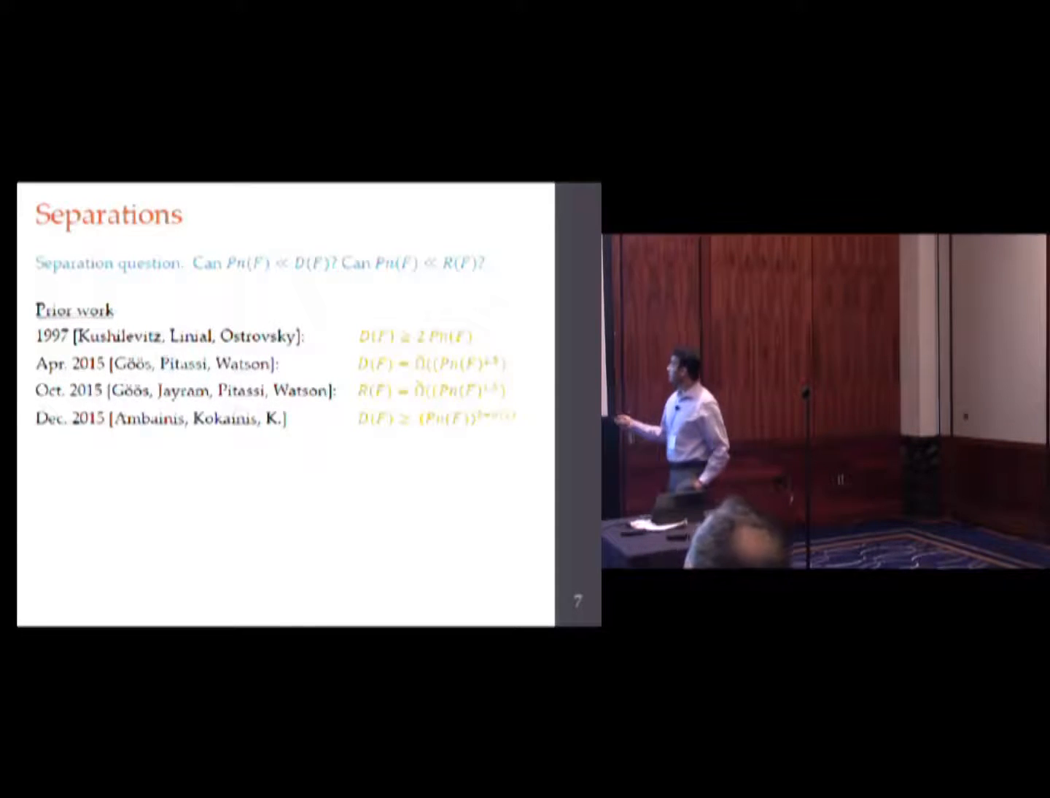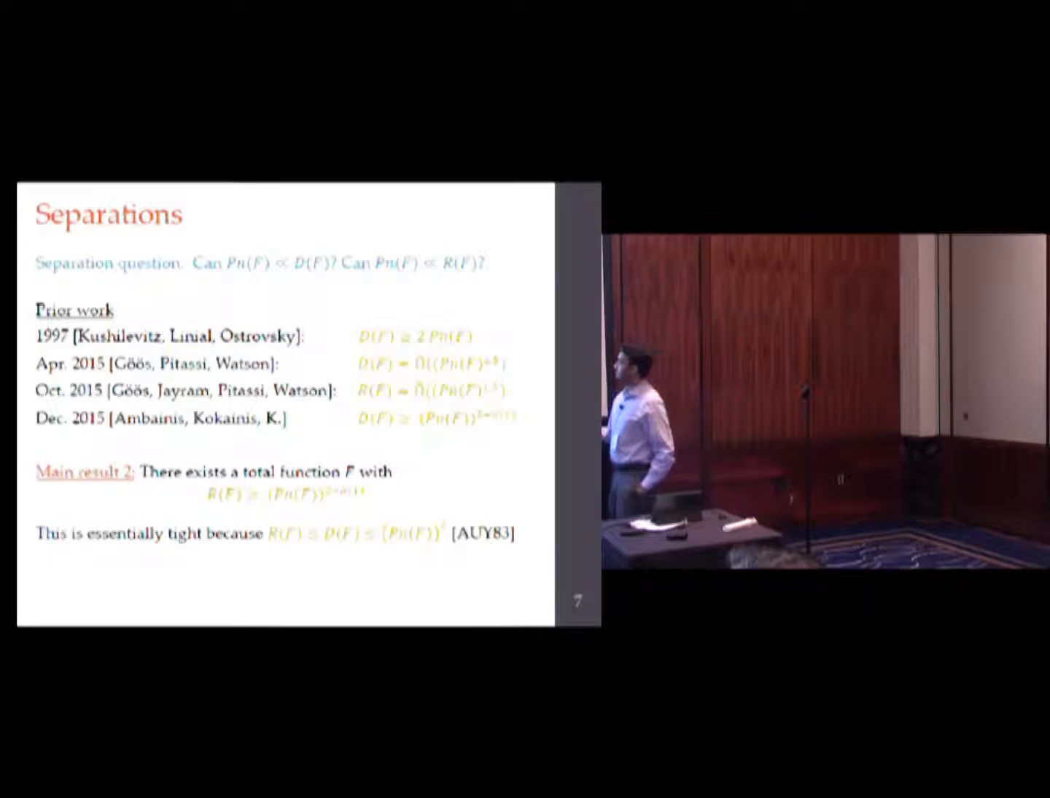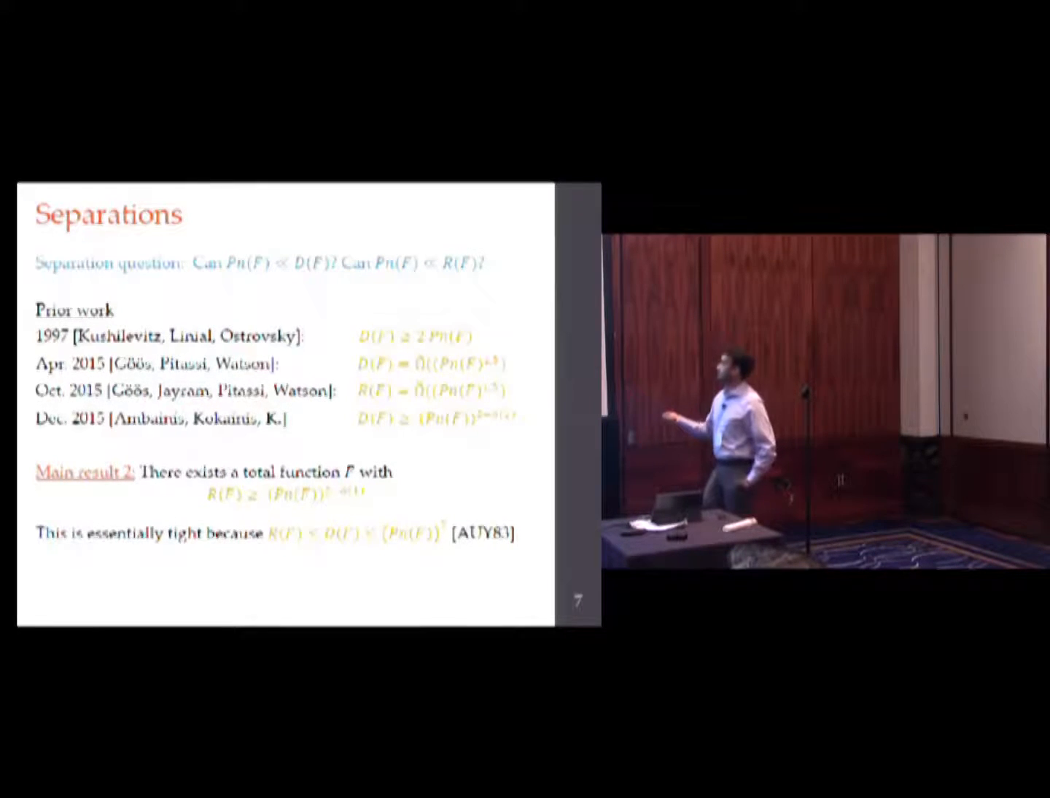And if you look at this sequence of results, you see there's one result that's conspicuously missing, which is that now we need to extend this to get randomized communication complexity on the left-hand side, and that's what we prove in this work, that indeed we can do this.